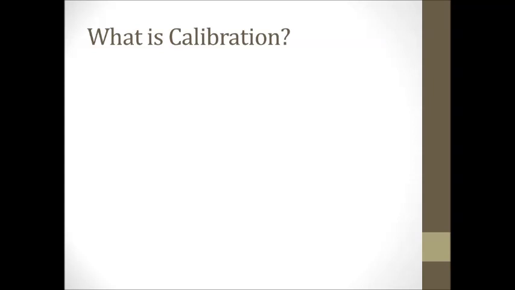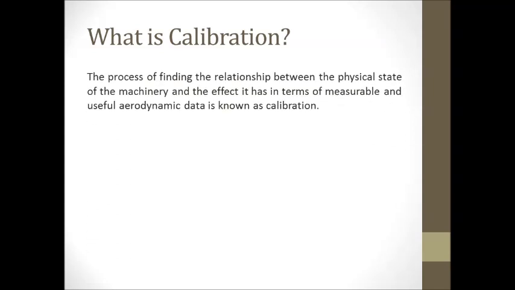What is calibration? Calibration is the process of finding the relationship between the physical state of the machinery and the effect it has in terms of measurable and useful aerodynamic data.